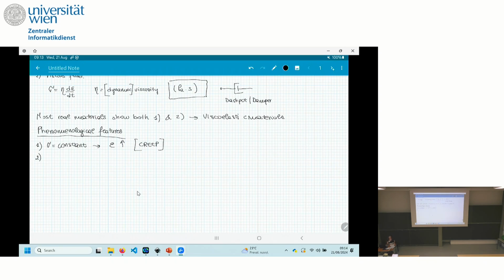And then the third phenomenological aspect of viscoelastic material is that if we apply cyclic loading, then if we apply cyclic strain, the stress is going to be shifted in time. So we have a phase lag.